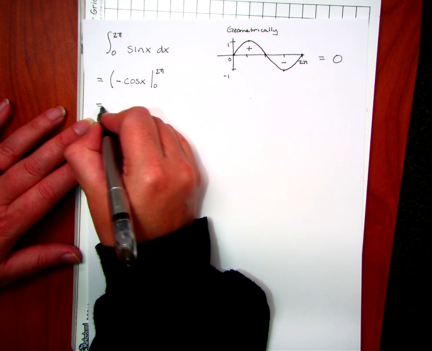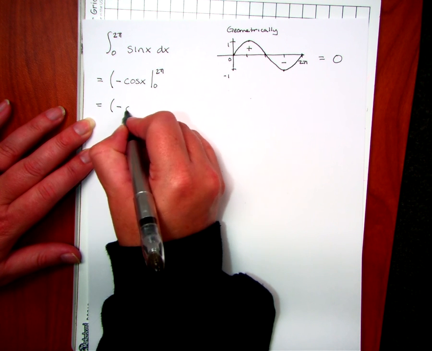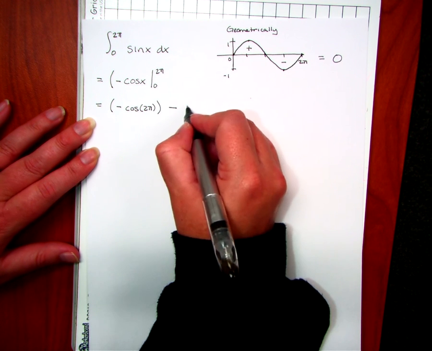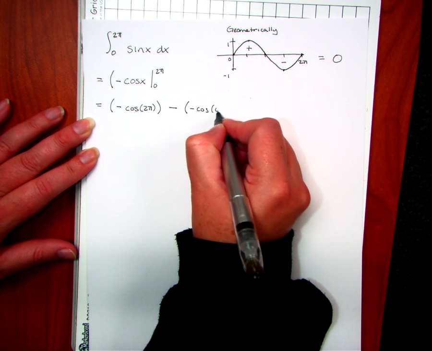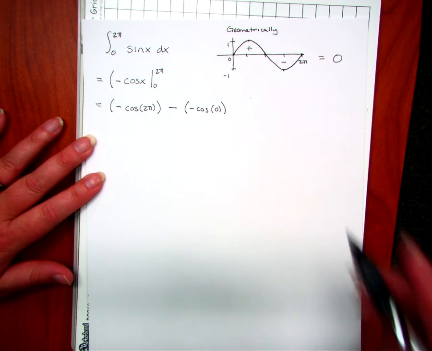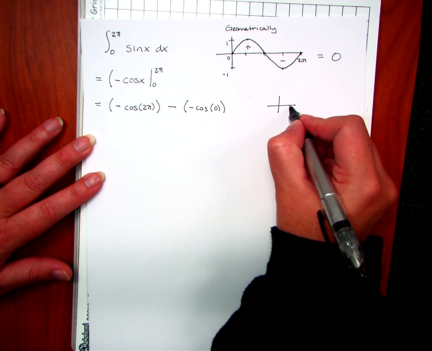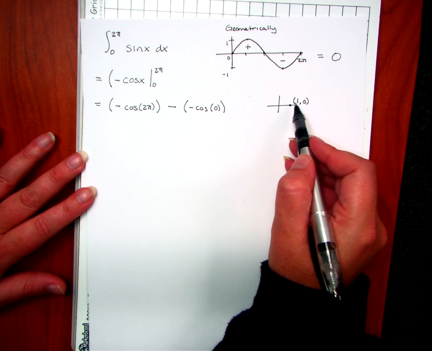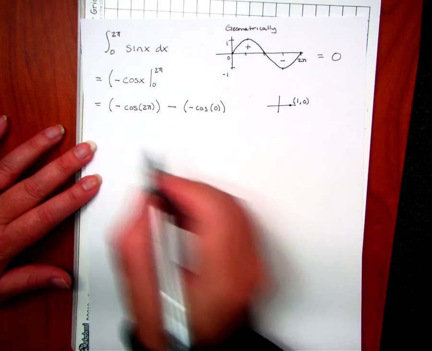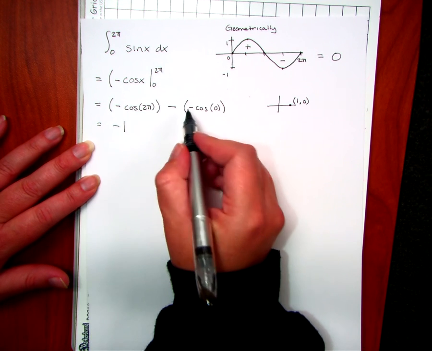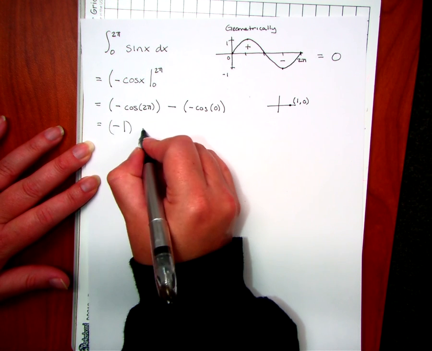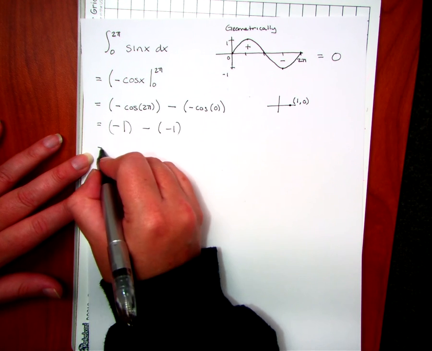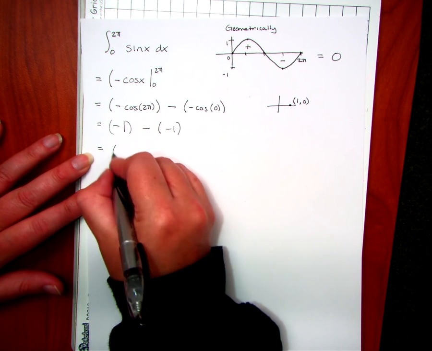So I'm going to plug 2 pi in first. So I'm going to get negative cosine of 2 pi minus negative cosine of 0. Right. So remember what cosine of 2 pi and 0 are. Right, so 2 pi is here, cosine is the x value, so we're just getting 1. So we're going to get minus 1 minus another minus 1. So negative 1 plus 1 is 0.